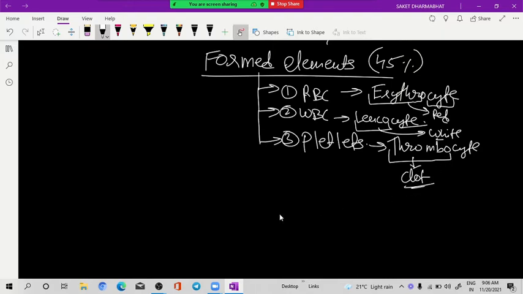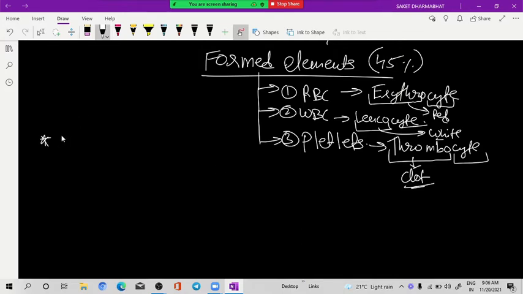Blood clots are of two types: thrombus clot and embolus clot. Thrombus clot is static, embolus clot is moving. Okay, so we will discuss afterward about the clots. So the cells which form the blood clots, they are called as what? Thrombocytes.